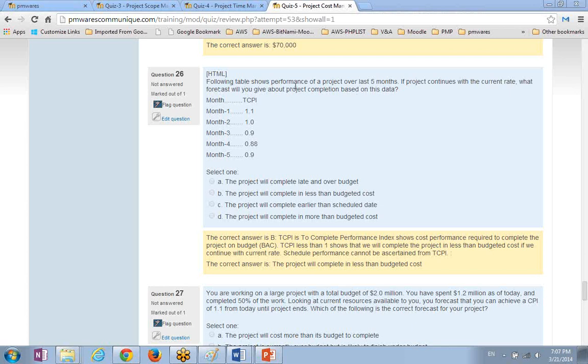Okay, the following table shows performance of a project over the last 5 months. If the project continues with the current rate, what forecast will you give about project completion based on this data? So what is given here is TCPI, right? It's not CPI. Yeah, TCPI. Yeah, I agree. So what is the approach to resolve that question?